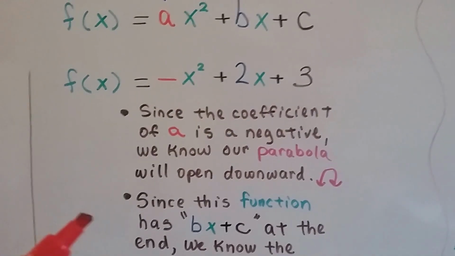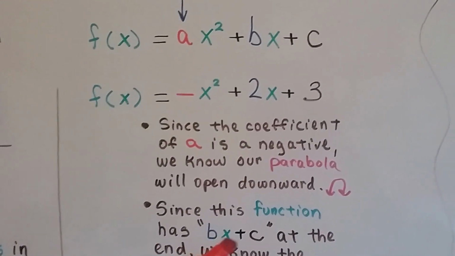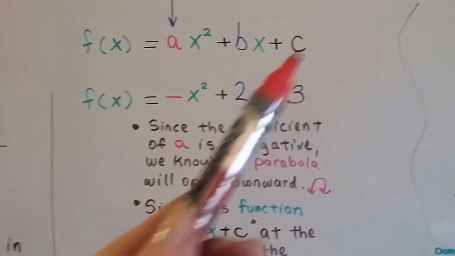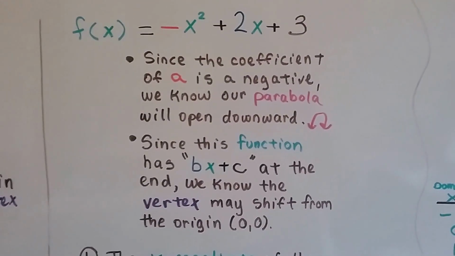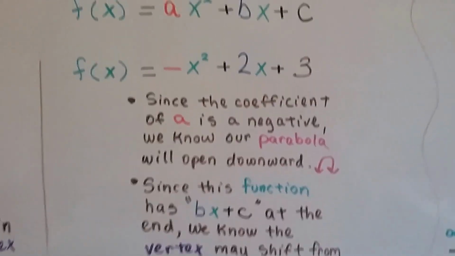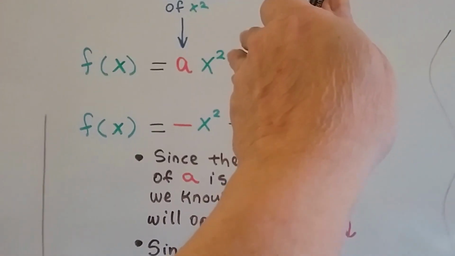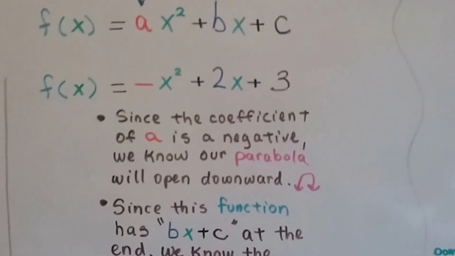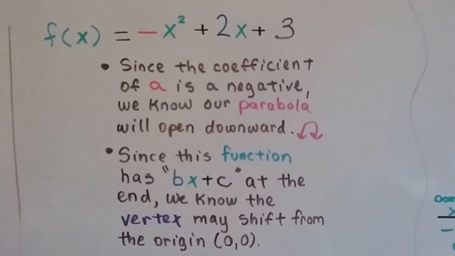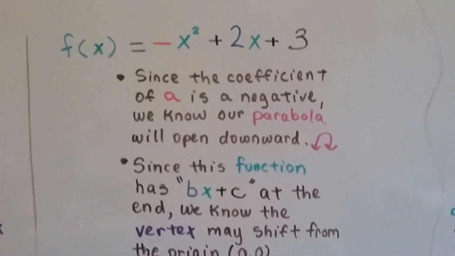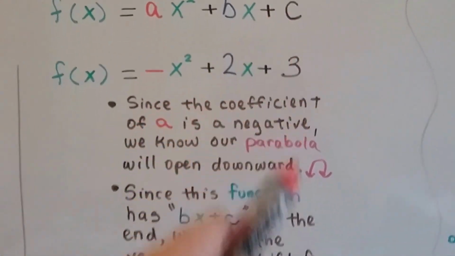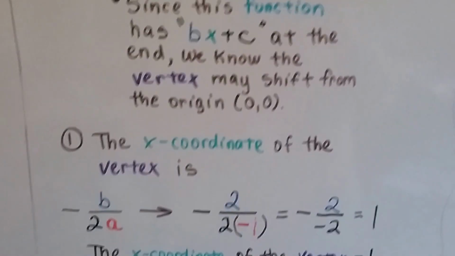And since this function does have the ending bx plus c back here, we know that the vertex may shift from the origin 0, 0. In the last video, it was only ax squared, and our vertex was on the origin 0, 0, and our axis of symmetry was the y-axis. Now that we've got this back end, it may shift, okay?